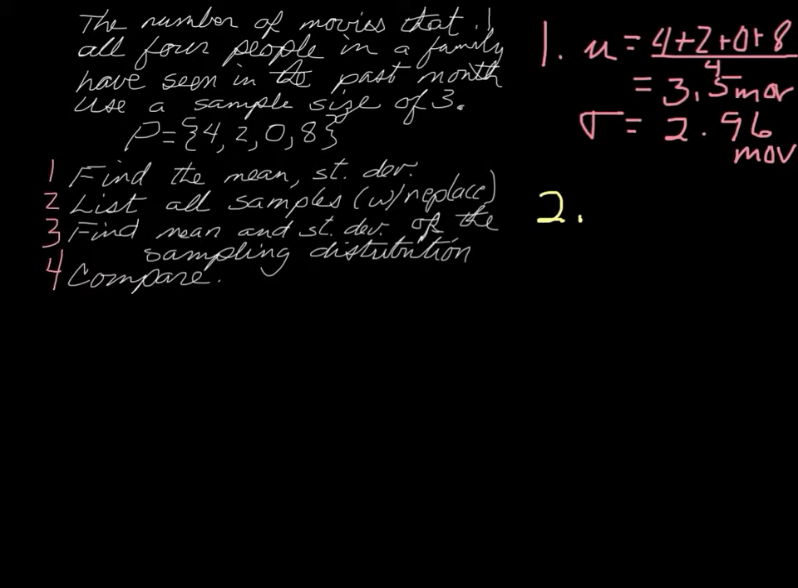And so you want to draw them all out. So how many are there? So I need to think about this. Since I'm doing replacement, that's really a counting problem. And basically I get 4 choices on the first one, 4 on the second one, and 4 choices for the third one. And 4 times 4 times 4 is actually 64 total samples.